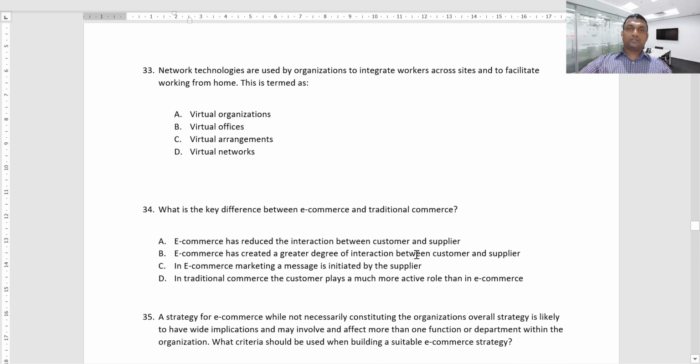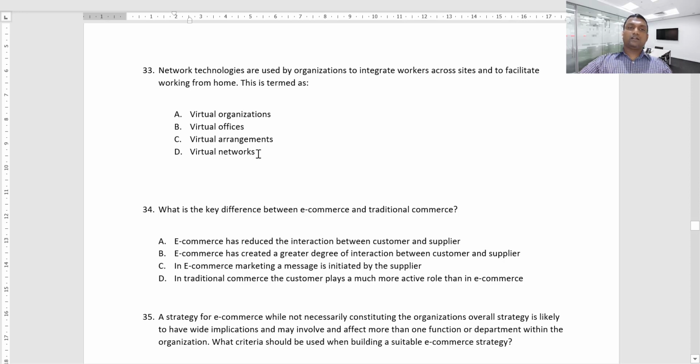Let's move on to question number 33. Network technologies are used by organizations to integrate workers across sites and to facilitate working from home. So this is integrating network technologies from organization for people to work outside the organization. As an example, working from home. So this is not about creating an organization which is virtual. This is not about creating a virtual office. And definitely this is not a virtual network.